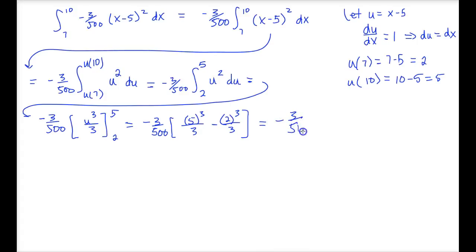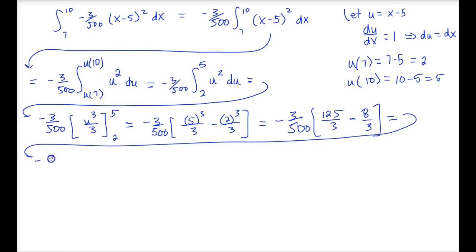And of course, from now, we're just doing computation at this point. Of course, 5 cubed is just 125, and we divide that by 3. 2 cubed is 8, so that'll be 8 divided by 3. So we will go ahead and finish this out now. Okay, so if we have 125 and we subtract 8 from that, we get 117. So that's 117 divided by 3.